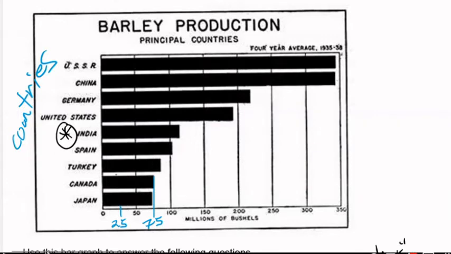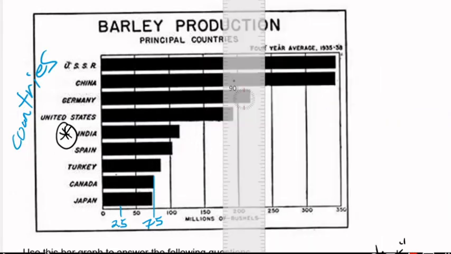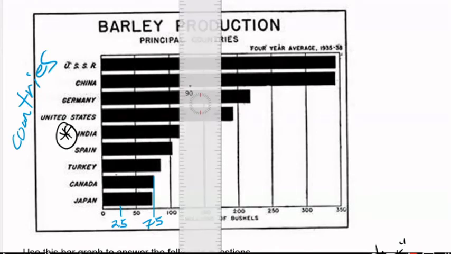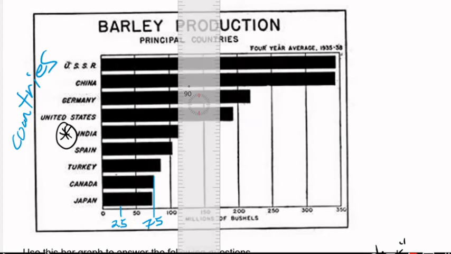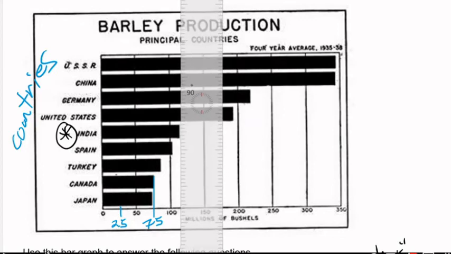Okay? So for India, we're going to use our ruler again. Move it over to where India is, and draw a straight line down. We'll just draw a straight line down from India to the edge.